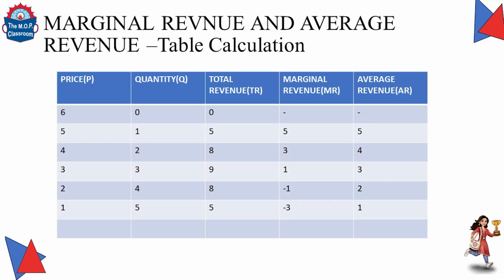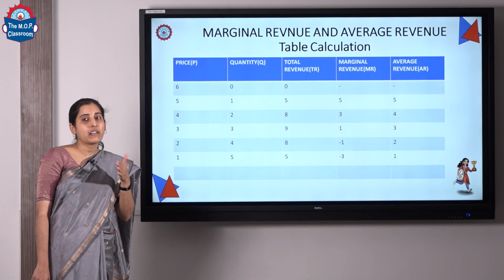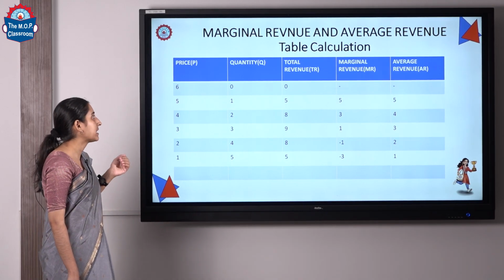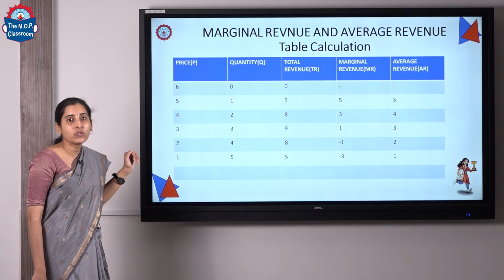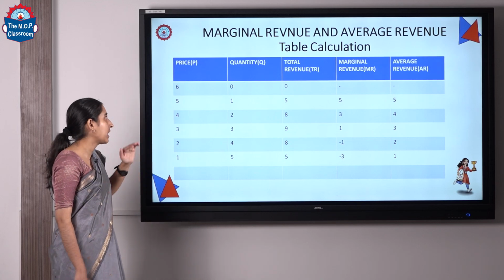When we talk about the monopoly concept, price and output determination, we also need to know about the cost and revenue concepts. So, when we look into the relationship of the cost and the revenue concepts, we need the basics of the marginal revenue and also the average revenue table calculation.